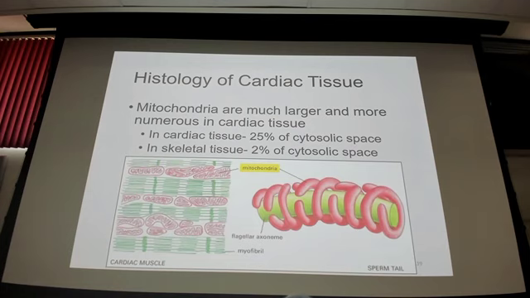All right, so this is the mitochondria slide. Same thing, just it takes up more of the cytosolic space. You guys know what the cytosol is? It's the goo inside the cell.